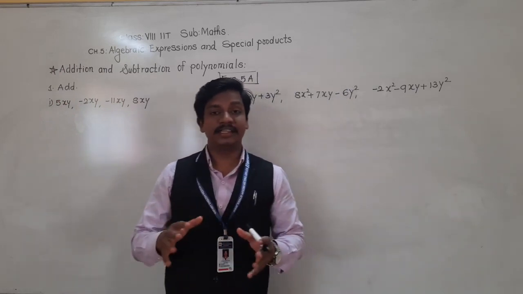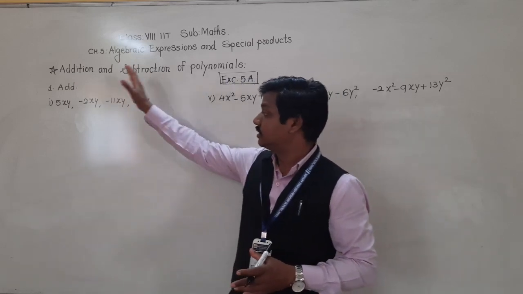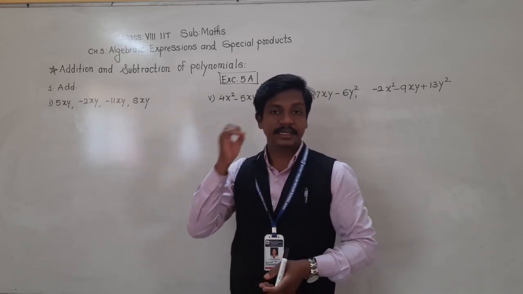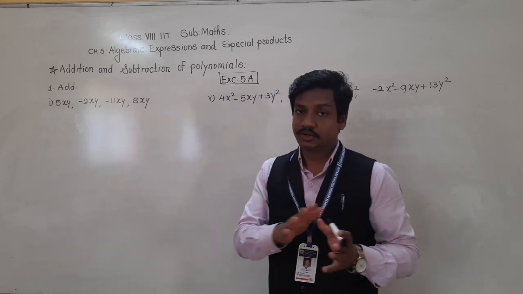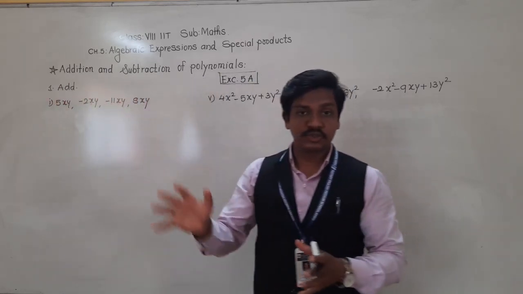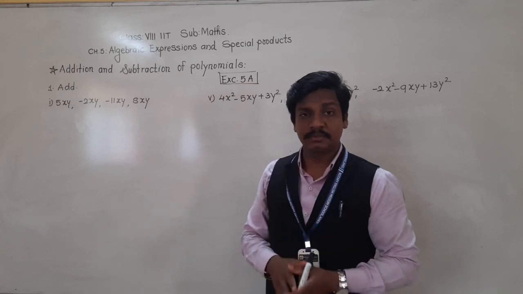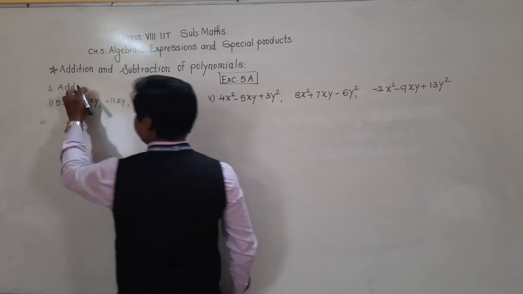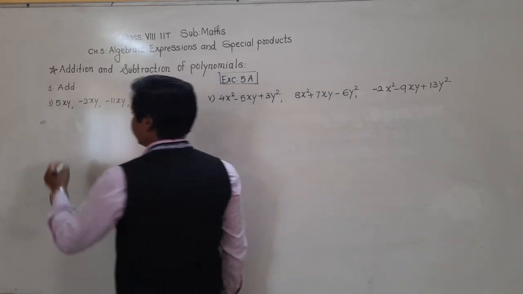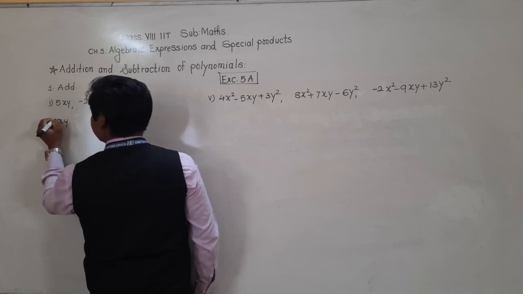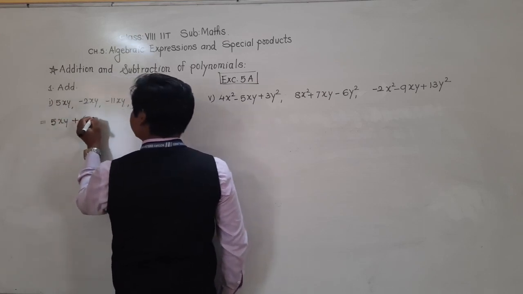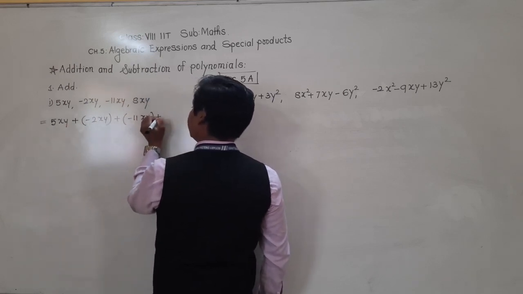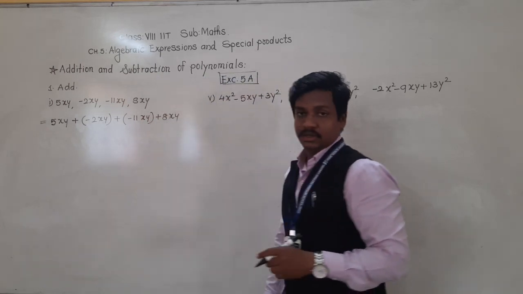So basically, to add these polynomials or these terms, we have two methods. Okay, first directly by the horizontal method, and secondly by arranging the like terms in a column. Okay, but here we are going to add by the horizontal method. What is that basically? First, since it is addition, let us write them in the form of addition: 5xy plus minus 2xy plus minus 11xy plus 8xy. Okay, done.